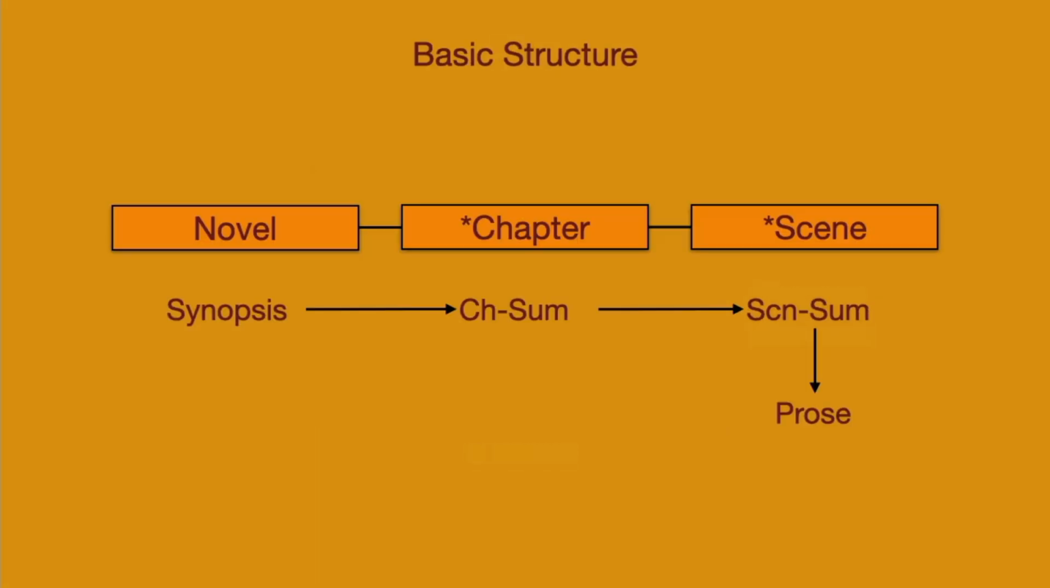Now the basic structure for a novel is that a novel consists of chapters. A star means multiple. So one novel has multiple chapters, and each chapter has multiple scenes. A synopsis is a summary of a novel. We will use the synopsis to generate a summary for each chapter. We will use a chapter summary to generate all scene summaries for that chapter. Then we will take a scene summary and generate the scene prose for that scene.